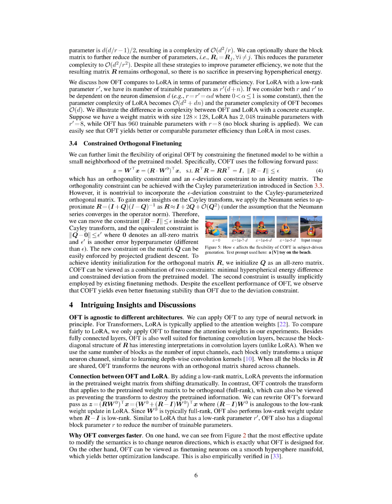This is due to the block diagonal structure of the orthogonal matrix R, which has meaningful interpretations when applied to convolution layers. If the number of blocks in R is the same as the number of input channels, each block only modifies a unique neuron channel, which is similar to learning depth-wise convolution kernels. If all blocks in R are shared, the OFT modifies neurons using an orthogonal matrix shared across channels.